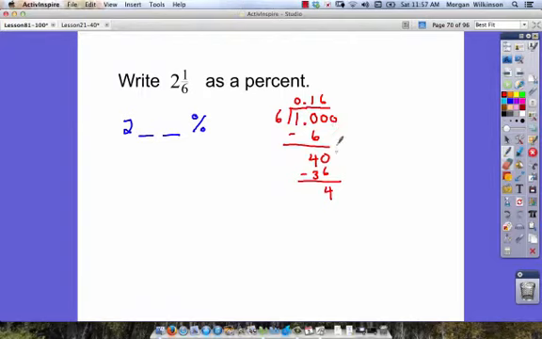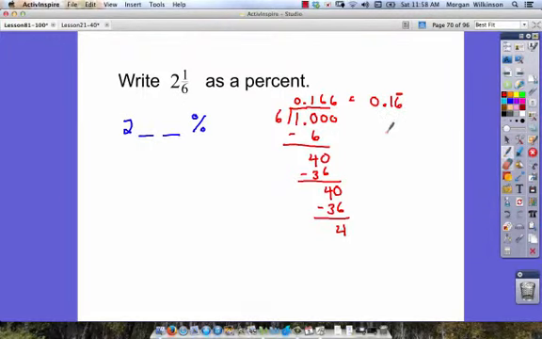Bring down a 0. We've got 40 again. 6 goes into 40 6 times again. We have 36 again. We've got 4 again. We could keep going with this pattern, but we don't have to. We know this is going to be equal to 0.16 with the 6 repeating, because you can see 1, 6, 6, 6, 6, 6, 6, because it's always going to be 40 when we divide. So here is our decimal.